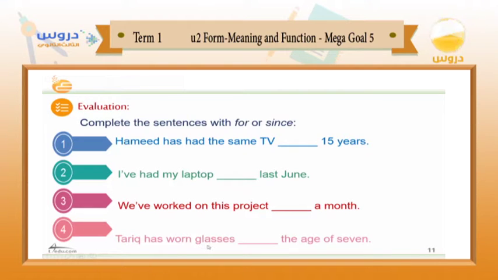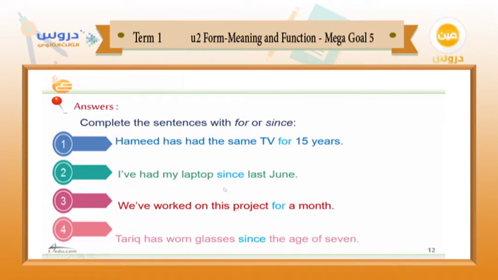Tarek has worn glasses the age of seven, when he was 7 years. So what do you think? Is it a specific time, a beginning of the action, or is it a duration? Of course, it's a specific time. Here we use since. It's not a duration. So here, Tarek has worn glasses since the age of 7.